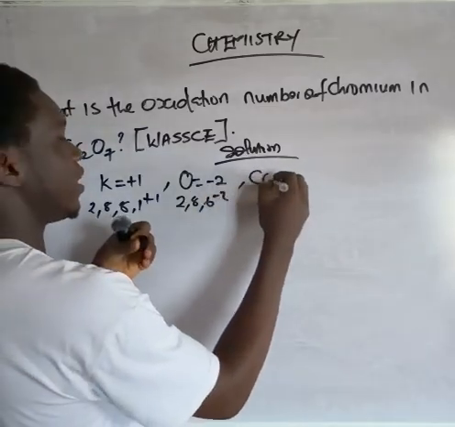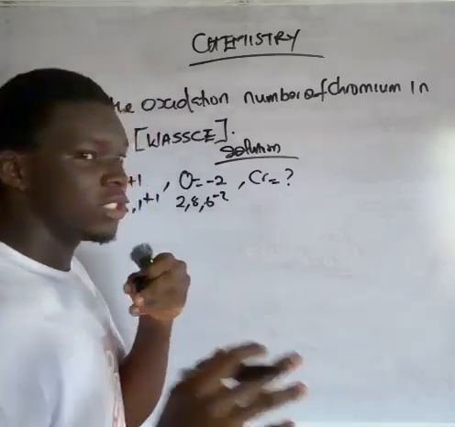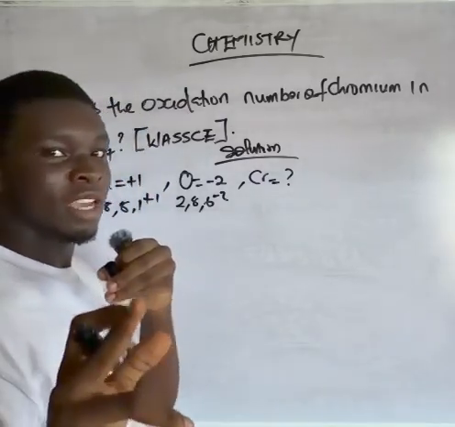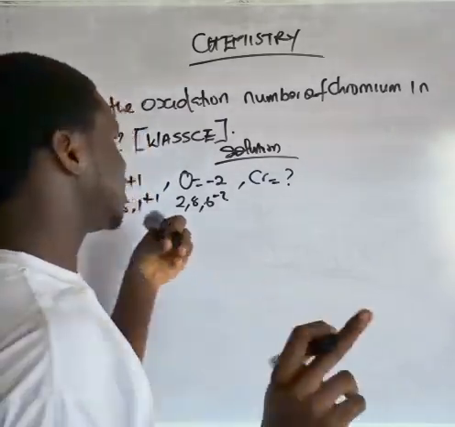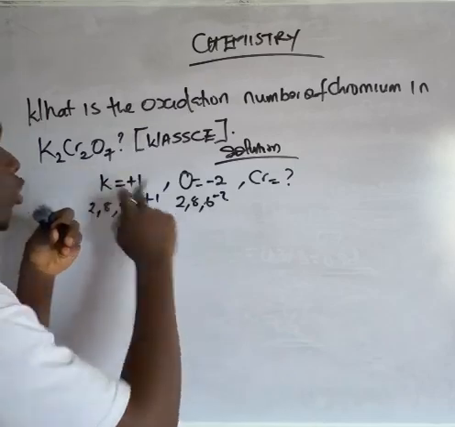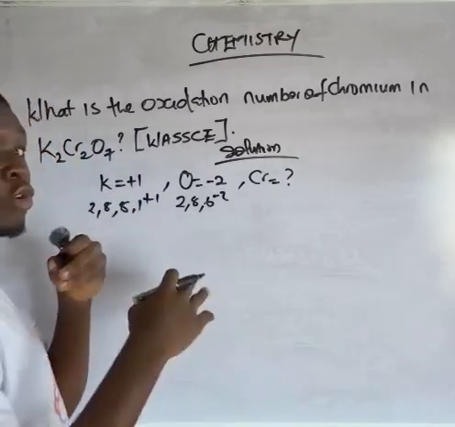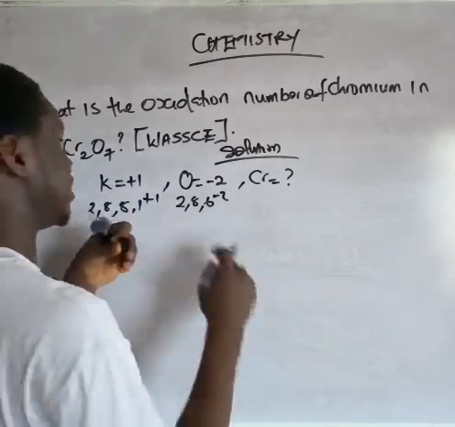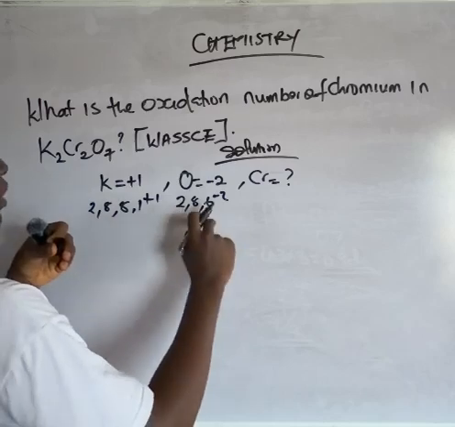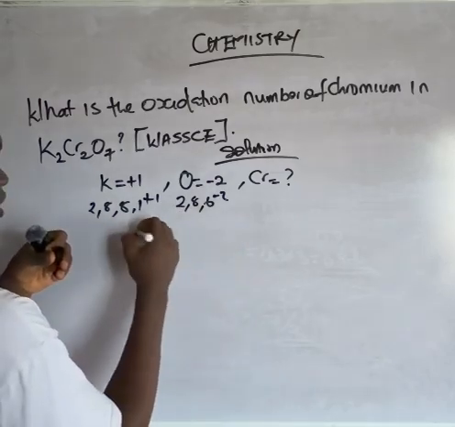And we are asked to find chromium. So what you need to know first of all is that one of the arbitrary rules in oxidation is that an element in an uncombined state is equal to 0. In an uncombined state on its own, it is equal to 0. So now we have this information. Let's get straight into business.